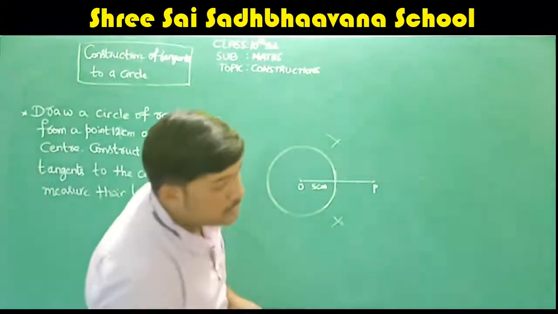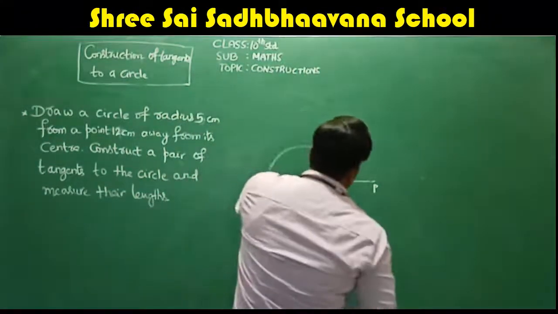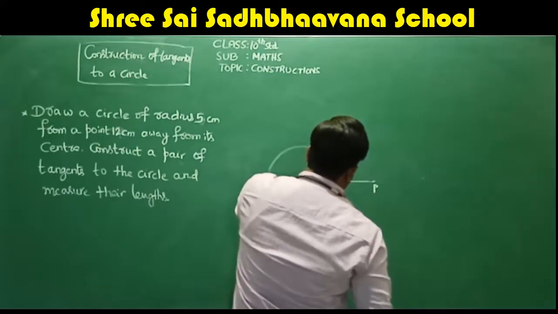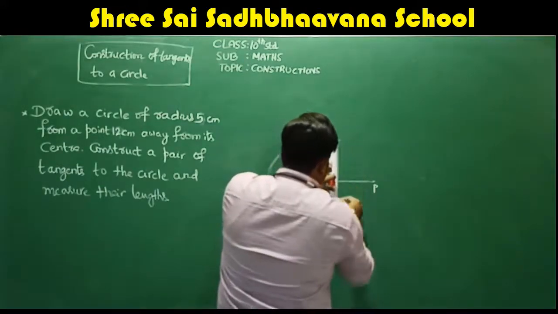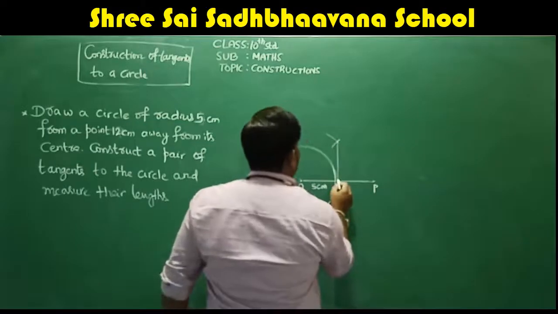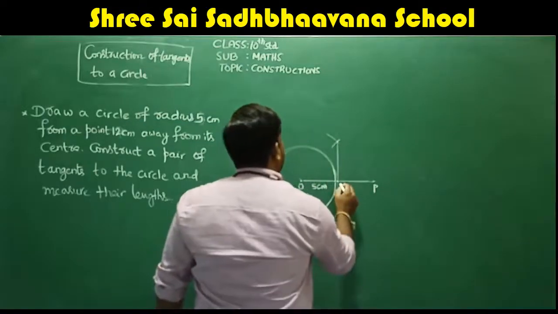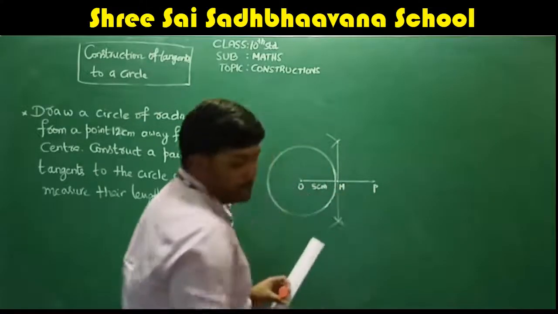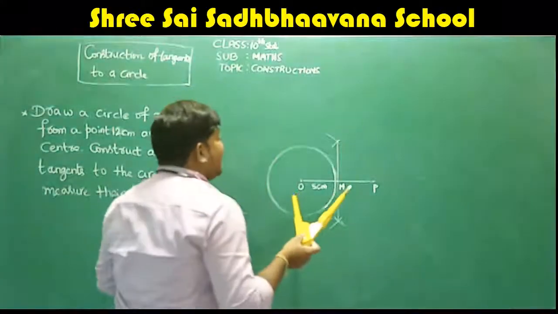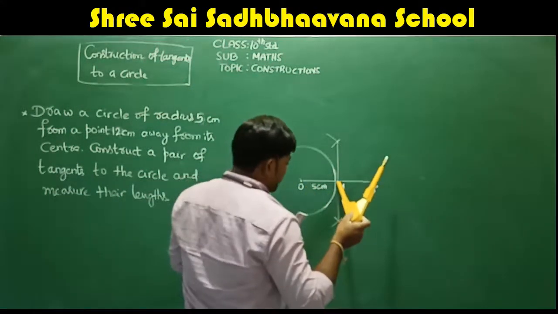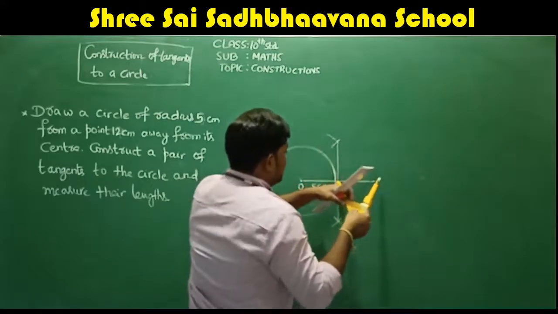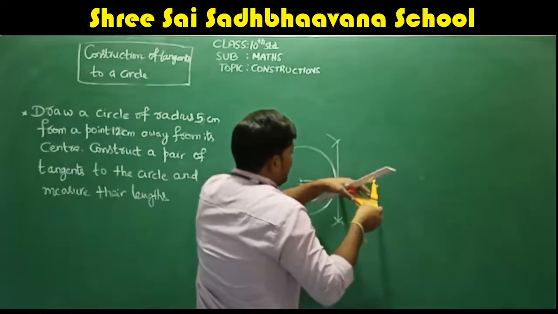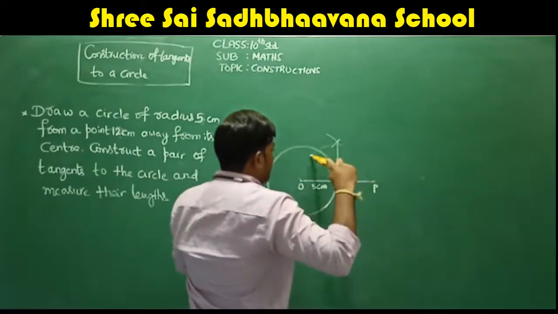After cutting, what do you have to do? Carefully join these two points with a line. This you take as point M. So what is the next step? Consider point M as the center, take MP as the radius, and draw a circle.